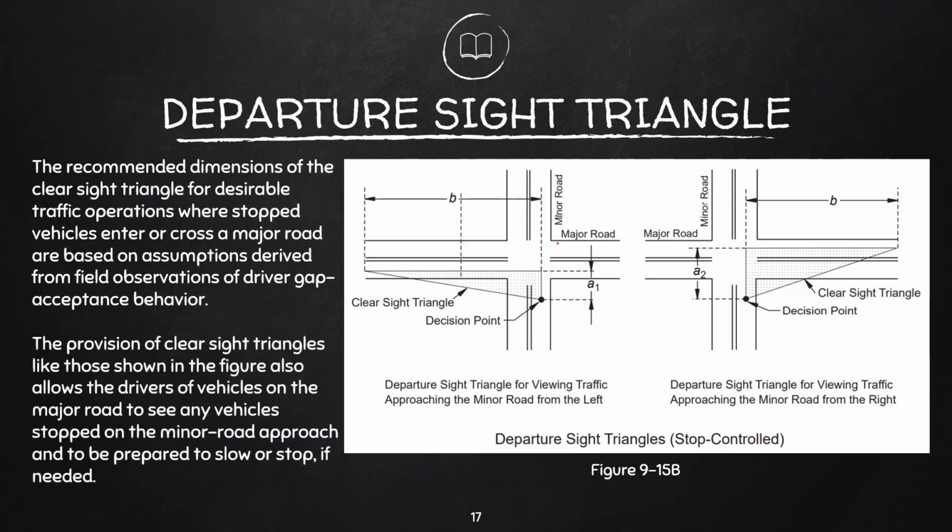The provision of clear sight triangles like those shown in the figure also allows the drivers of vehicles on the major road to see any vehicles stopped on the minor road approach and to be prepared to slow or stop if needed.